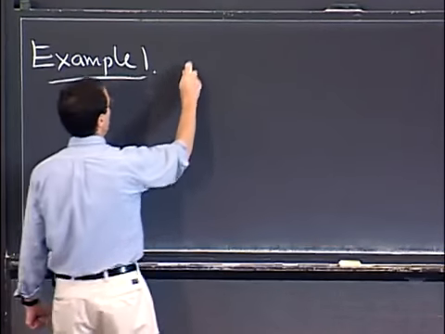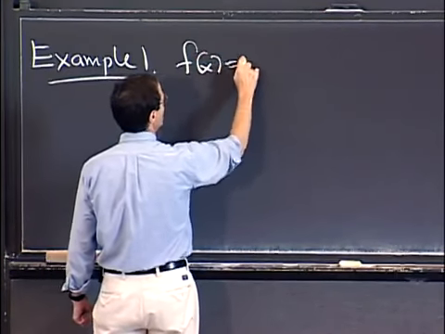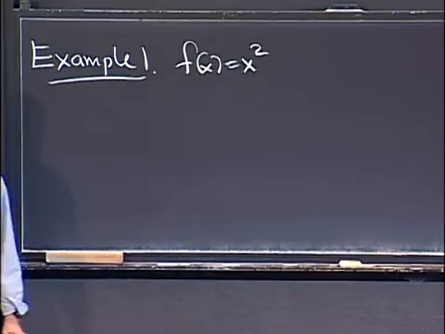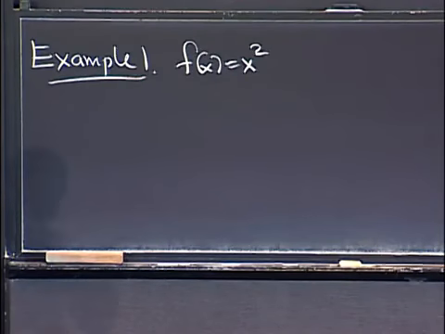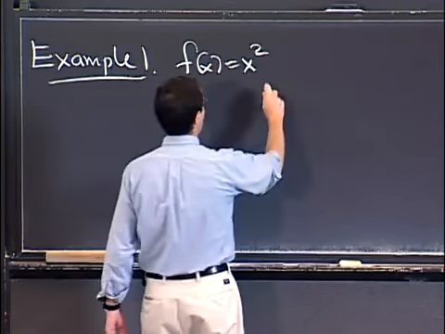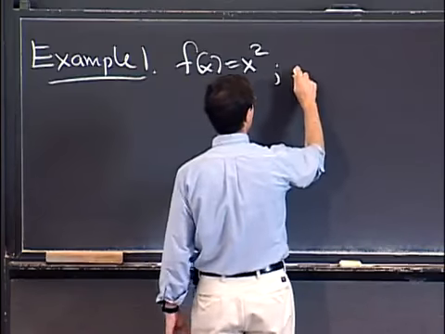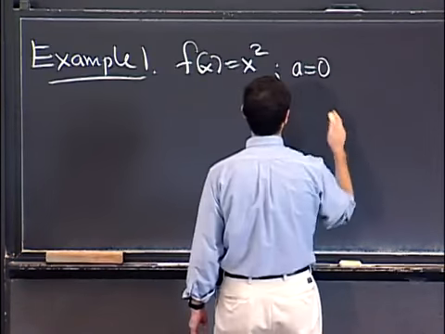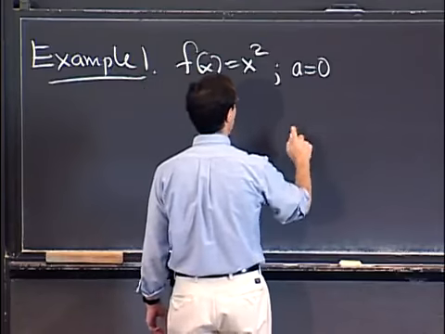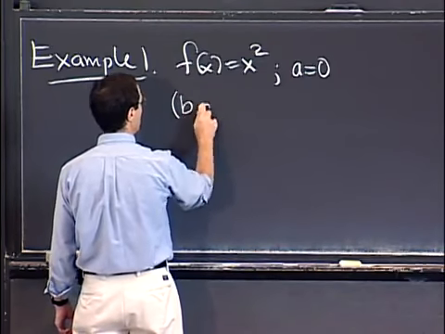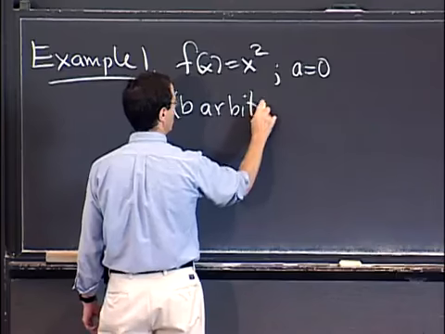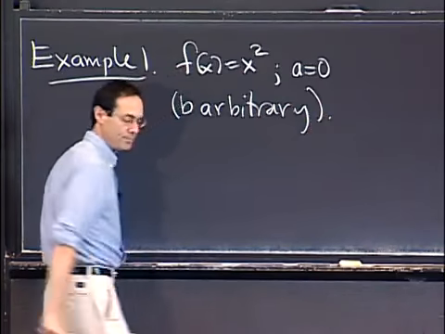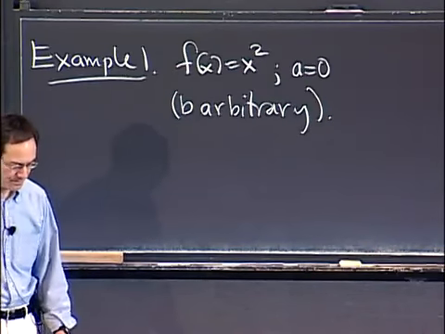I'll take the first interesting curve, which is f of x is equal to x squared. I don't want to do anything more complicated than one example, because this is a real labor, what we're going to go through. And to make things easier for myself, I'm going to start at a equals 0. But in order to see what the pattern is, I'm going to allow b to be arbitrary. All right.